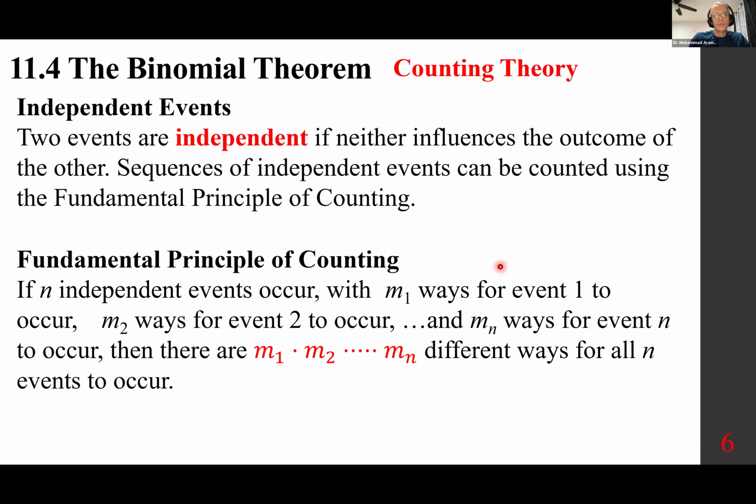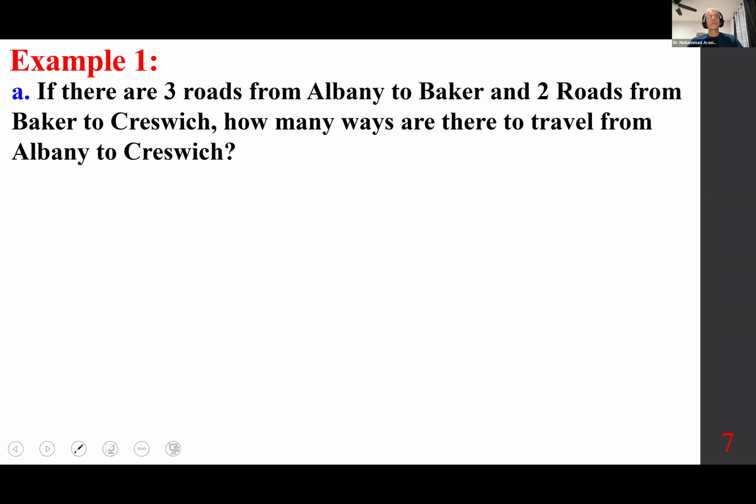The fundamental principle of counting says if n independent events occur, with m1 ways for event 1 to occur, m2 ways for event 2 to occur, and so on, and m sub n ways for event n to occur, then there are m1 times m2 all the way to m sub n different ways for all n events to occur. We'll get a simple example to make some sense out of this.